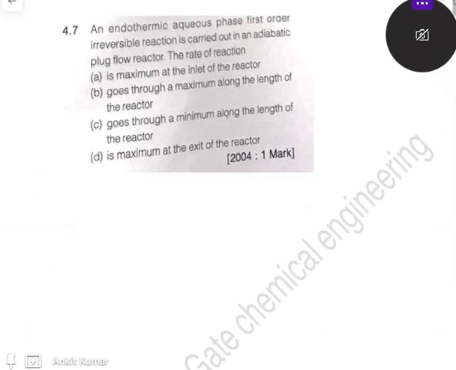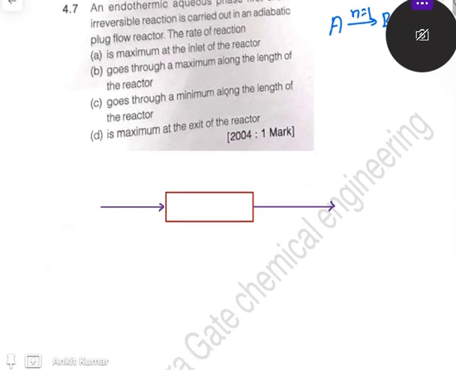This question has been asked in GATE 2024. The question says an endothermic aqueous phase first order irreversible reaction. So there is a reaction, let's say A is getting converted into B, and n is equal to 1. This irreversible reaction is carried out in an adiabatic plug flow reactor. So the reactor is a plug flow reactor, right? It is adiabatic, so there is no heat removal, right? The rate of reaction is maximum at the inlet of the reactor.